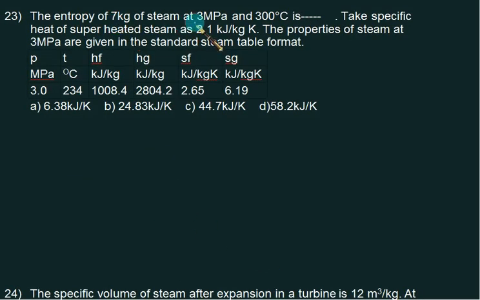The entropy of 7 kg of steam at 3 megapascal and 300 degrees Celsius you want to calculate, and data points are given to you. We are given temperature, we are given Hf, we are given Hg and Sfg. Now first of all you have to check the condition of steam. The temperature is given as 300, whereas the corresponding Tsat is 234. It means that 300 must be superheated steam, because this value is greater than Tsat, which is equal to 234. So it is confirmed that the steam is superheated.